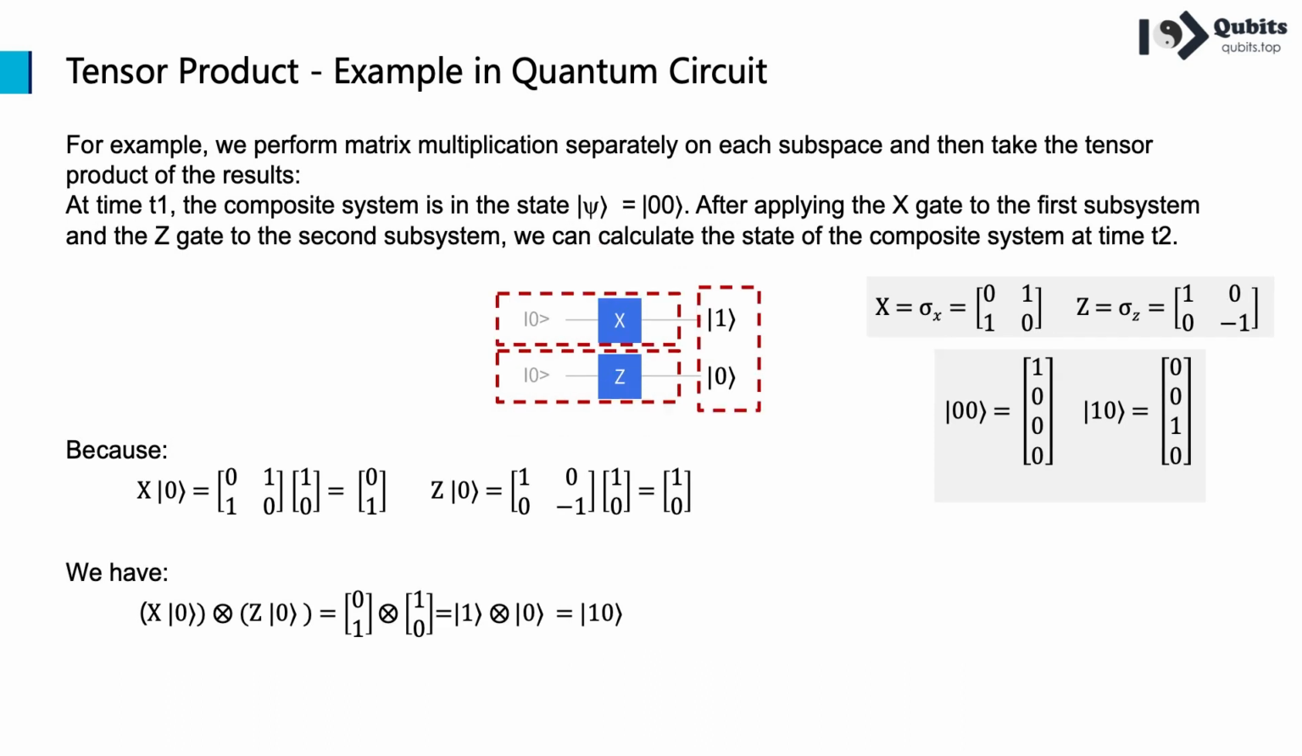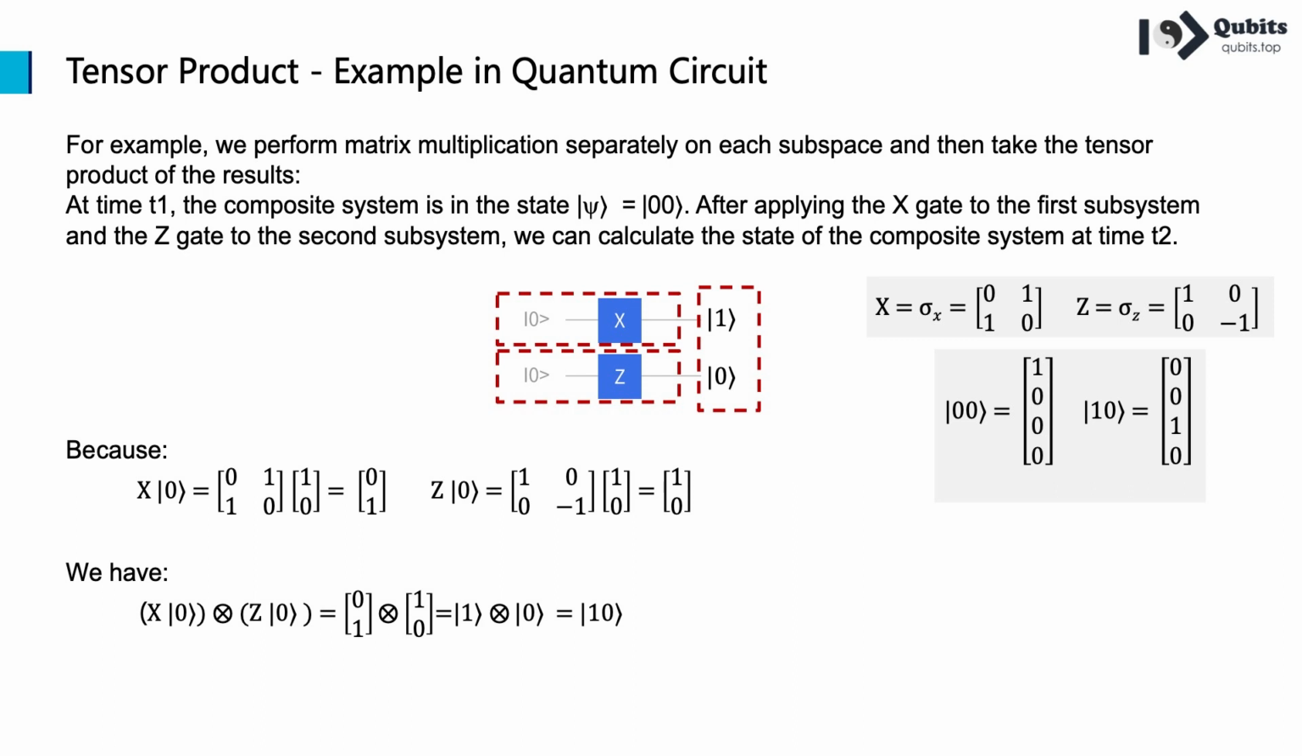Let's take an example of a quantum circuit where we perform matrix multiplication in different subspaces and then take the tensor product of the results. At time t1, the composite system is in the state ket 00. The first subsystem undergoes an X gate, resulting in the state ket 1, and the second subsystem undergoes a Z gate, resulting in the state ket 0.